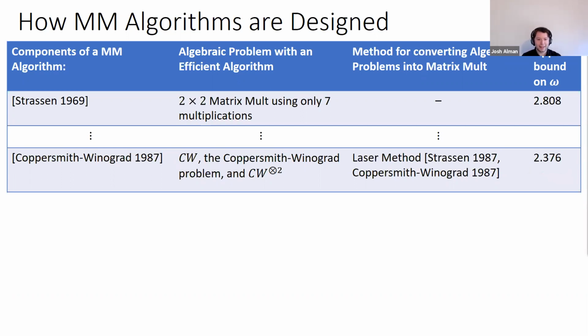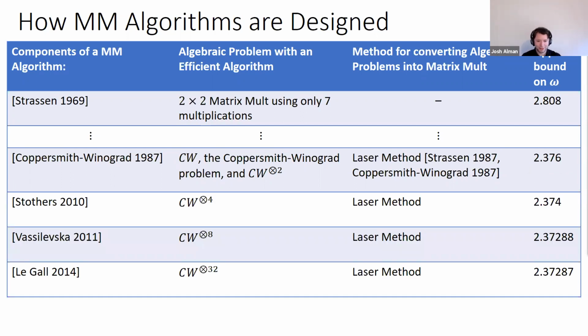All the improvements since then, before ours, continued to use the same laser method for converting problems into matrix multiplication. What they found was that if you take higher, so-called Kronecker powers of the Coppersmith-Winograd problem, then the laser method is able to get better and better algorithms out of it. Very roughly, when you take a higher power of this problem, it becomes bigger, more complicated and harder to analyze, but the result at the end gets a little bit better. As the power gets larger, it becomes quite computationally difficult to actually apply the laser method to the problem.